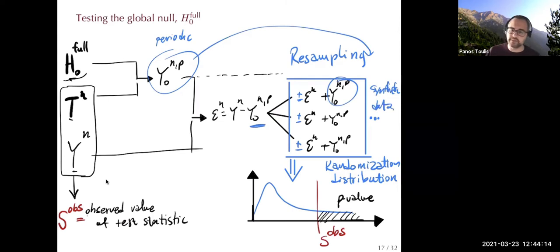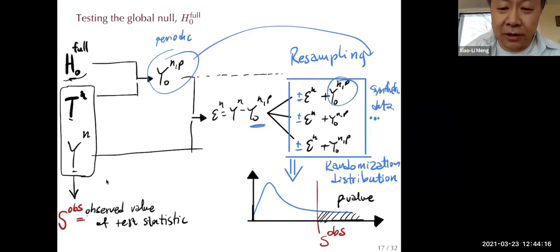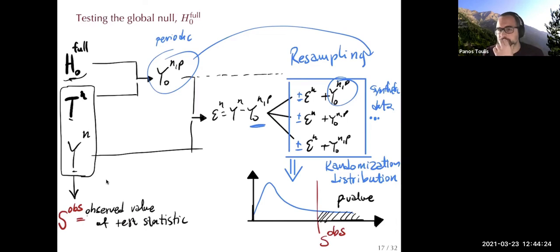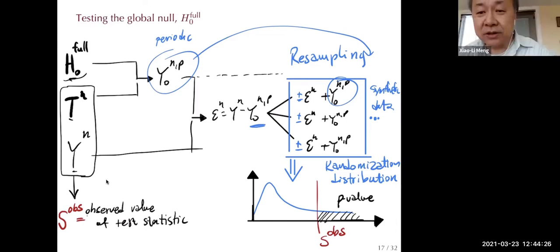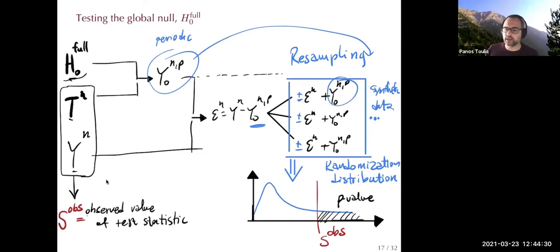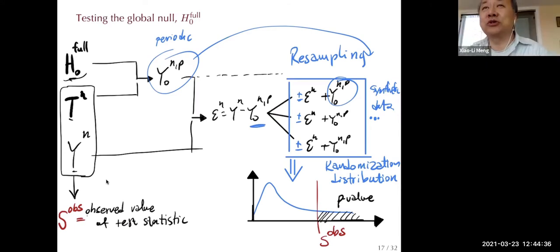Panos, sorry. Yeah. Charlie. Just a quick question. So you're only flipping the sign. So there's only 2 to the n. 2 to the n, yeah. You're not doing permutations. I could do permutations if I assume the errors were exchangeable, but we would need this additional assumption on the errors. Right. Now I'm just wondering which one is actually more reasonable, because I completely understand your argument that sign symmetry seems a very weak one.